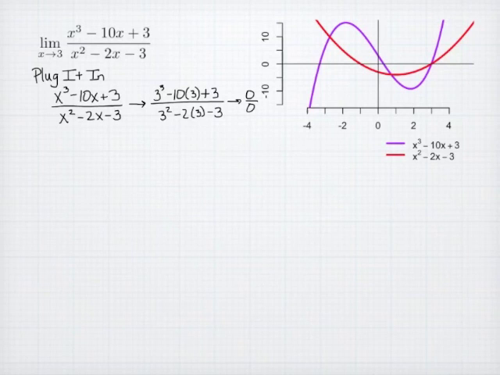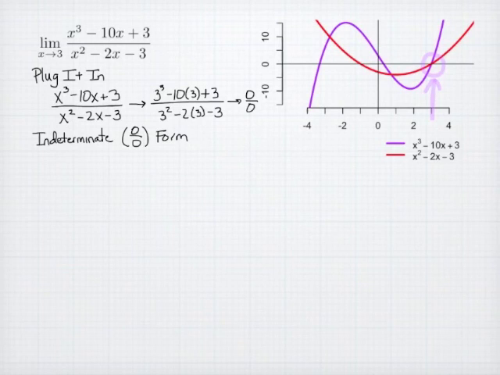I want to compare that to the graph I've shown on the right. The graph on the right shows the graphs of x cubed minus 10x plus 3 in purple and x squared minus 2x minus 3 in red. The key observation is that at x equals 3, both graphs go through the origin. And so I have a 0 over 0 form. When you have an indeterminate form, our job is to rewrite it. We need to find a new formula. The way that we'll do this is through factoring.